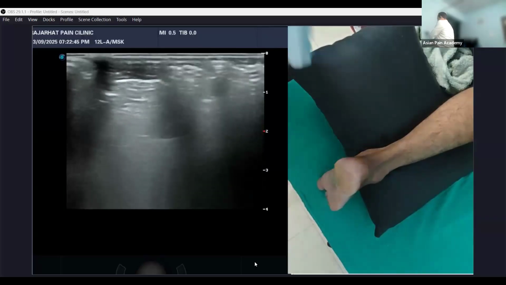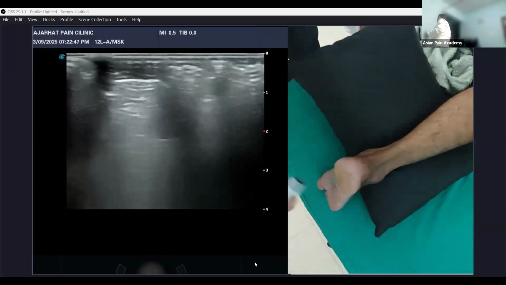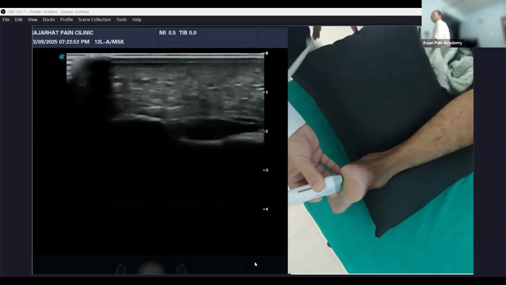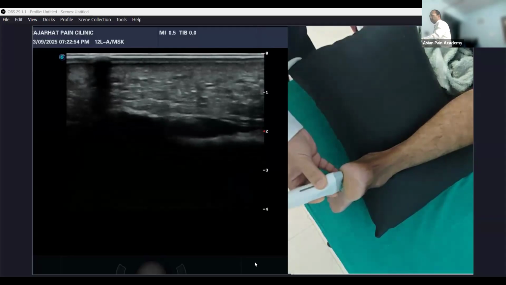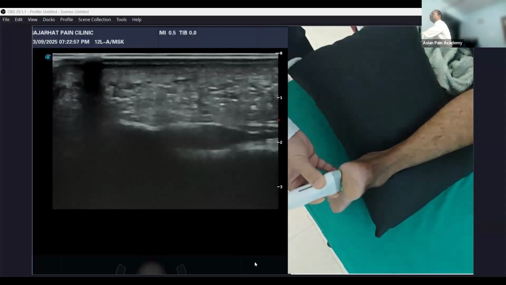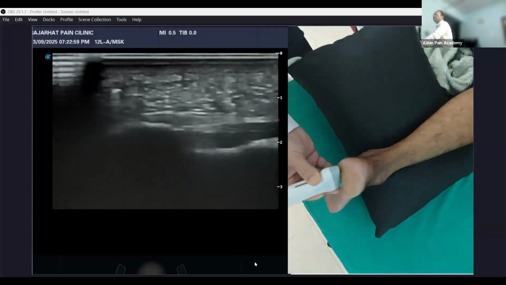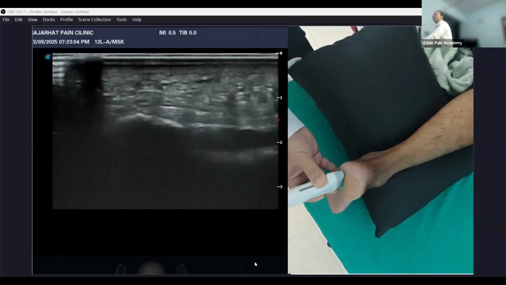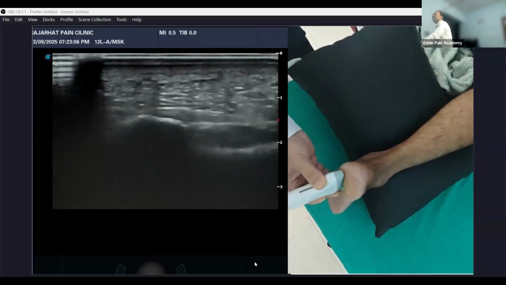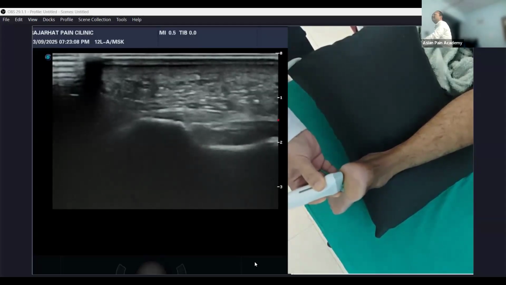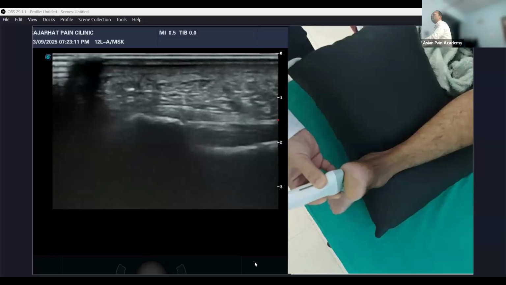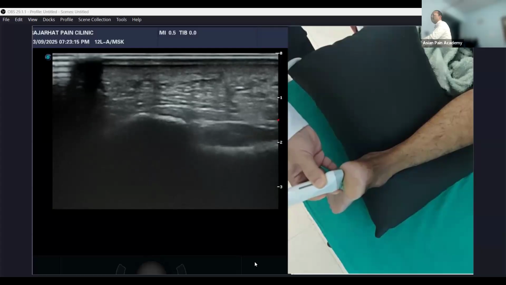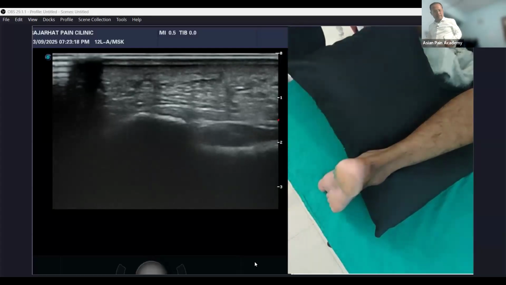So this much. Left side is the calcaneal side. After increasing the gain also, it is not that easy to see, and we can decrease the depth a bit. So this is the plantar fascia. I think you can see well that in this plantar fascia there is no swelling. There is no swelling, and so I hold it like this.